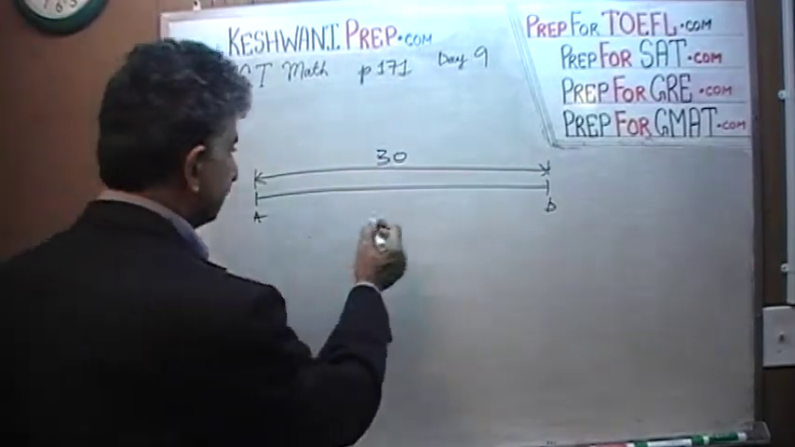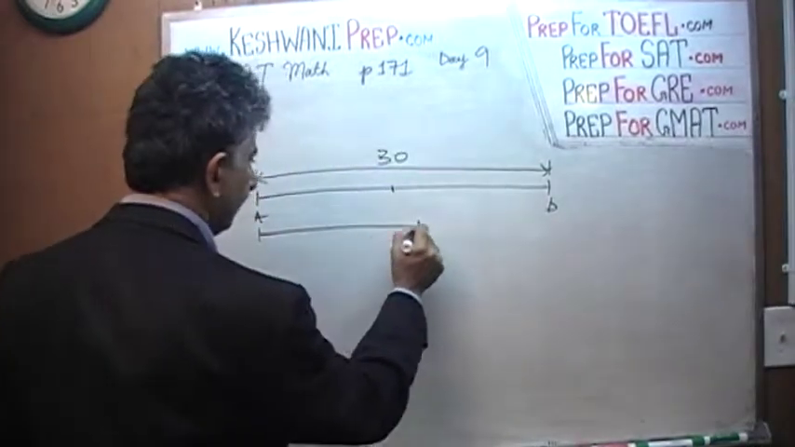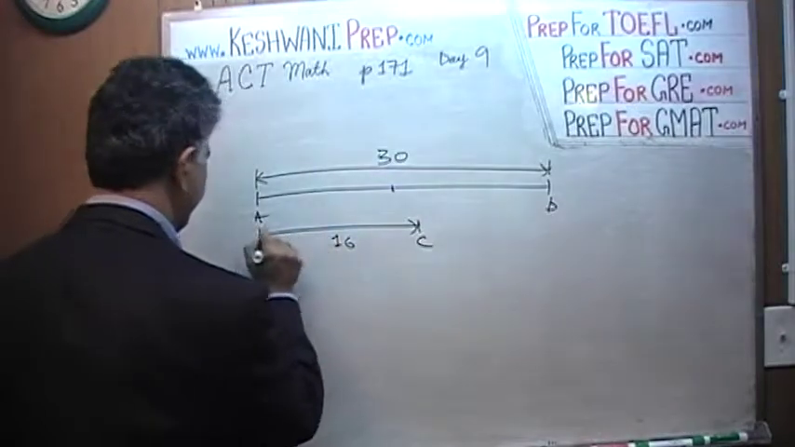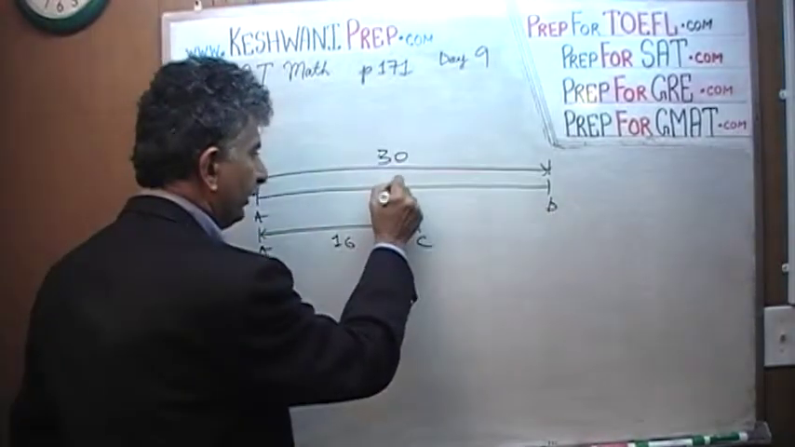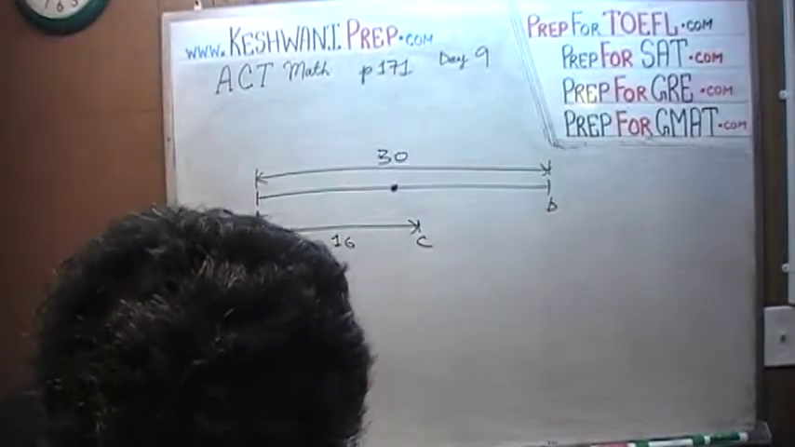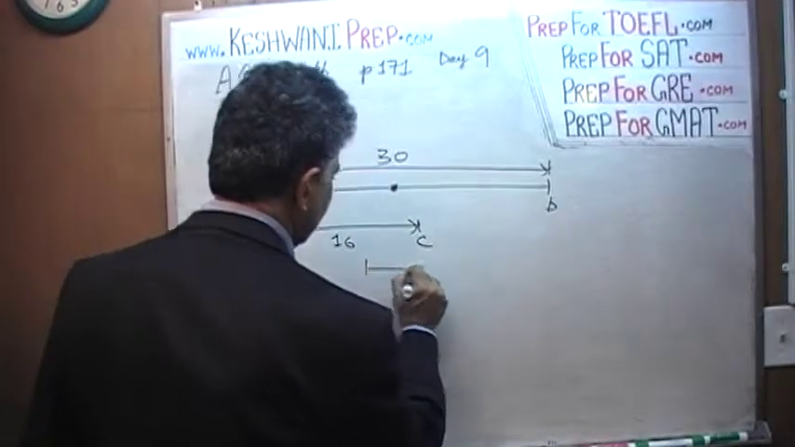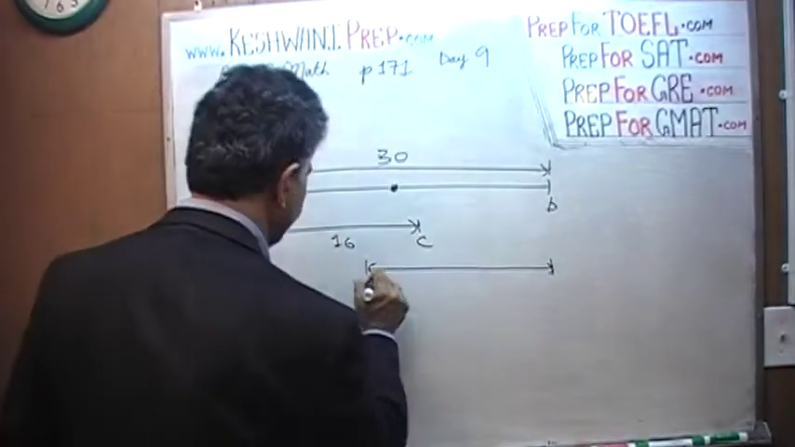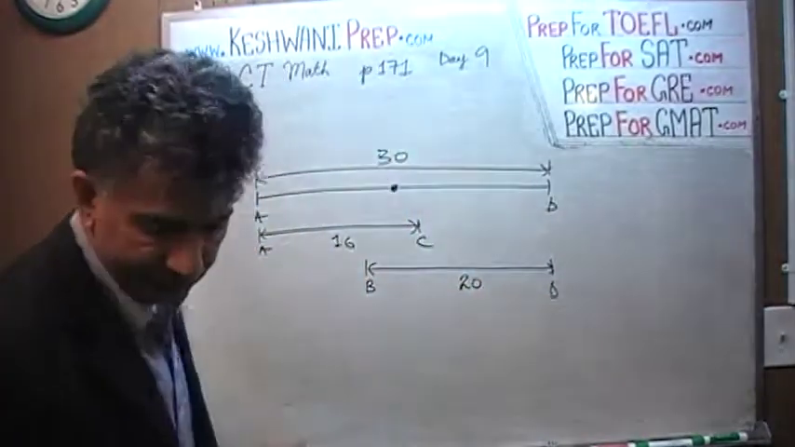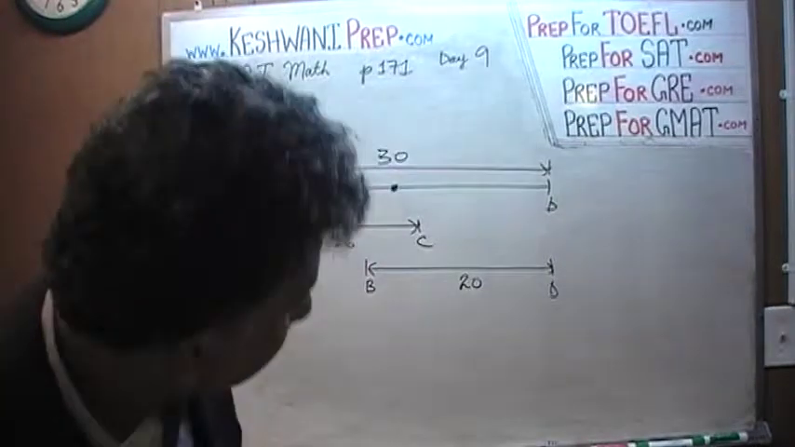So somewhere here is the halfway, so A to C, let's put it here, we are told is 16. This here, I'm showing approximate halfway mark, you understand? What else do they show us? B to D, they tell us is 20. What exactly are they asking for? How many units long is B to C?